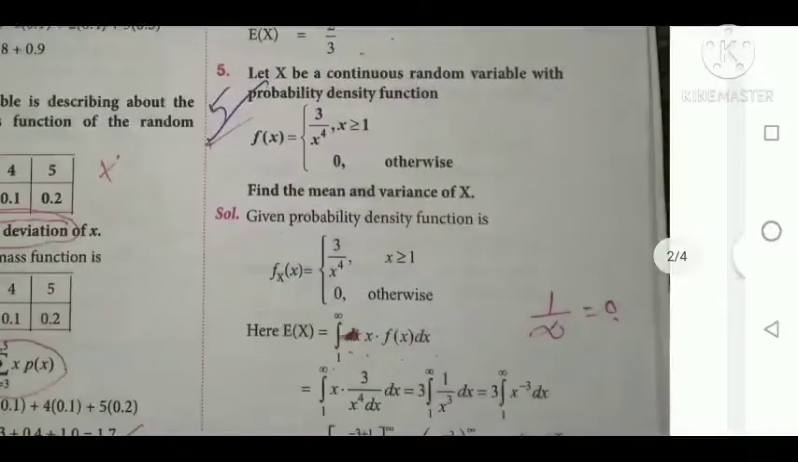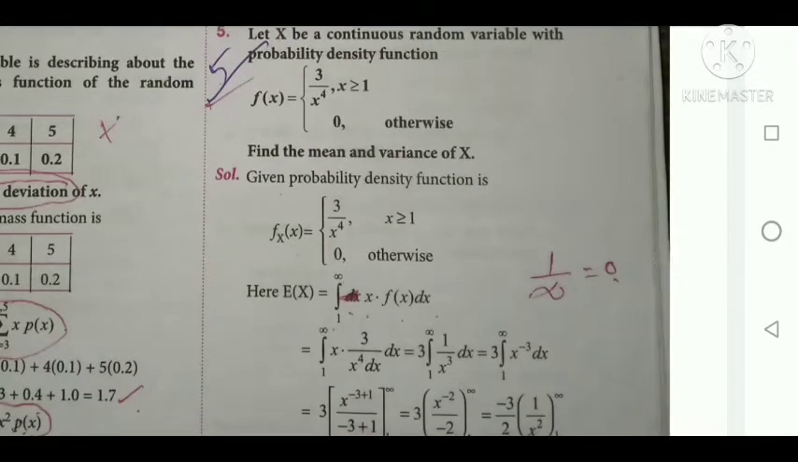Fifth question. Let x be a continuous random variable with probability density function f of x equal to 3 by x power 4 when x is greater than or equal to 1. That is, the limits are 1 to infinity. It is greater than 1, means it goes on. Therefore, we are taking the limits 1 to infinity, and the expected value formula is the integral from 1 to infinity of x into f of x. Therefore, x into f of x is 3 by x power 4 dx.